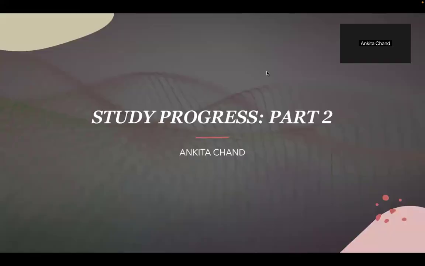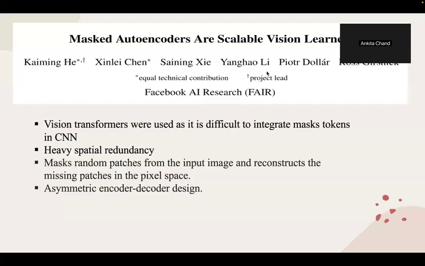Today I'll be covering masked autoencoders in my discussion part two. Masked autoencoders use the key idea of masking parts of the input image and then trying to reconstruct them. It is very similar to the BERT model in NLP, which uses the concept of masking. If we look at the network architecture, it uses vision transformers, as it is difficult for a normal CNN model to integrate these mask tokens.